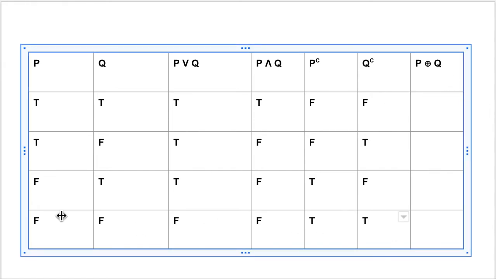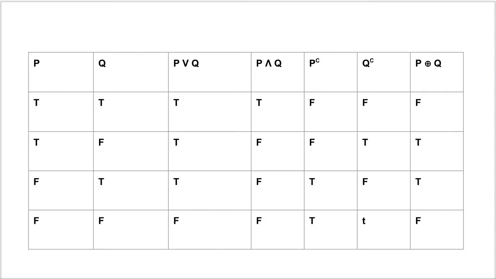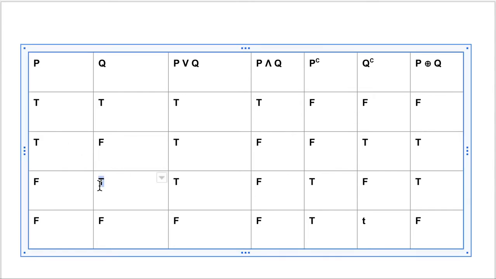All right, let's look at P exclusive or Q. Whenever both of them are the same value, this becomes false. So true exclusive or true will be false. True exclusive or false would be true, because they are two different values. Okay, so that's why we have true on both of those rows.